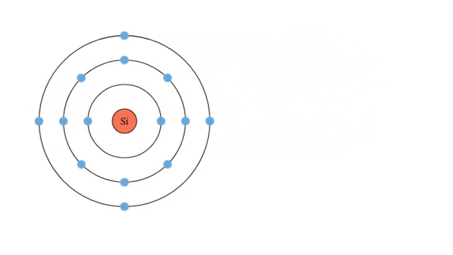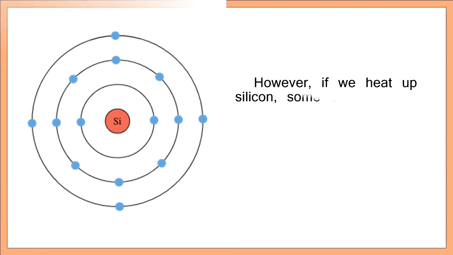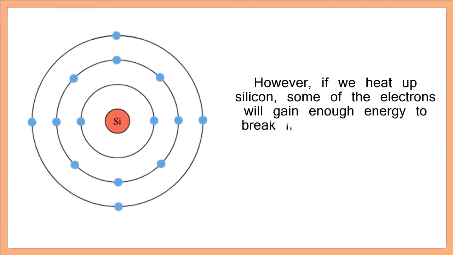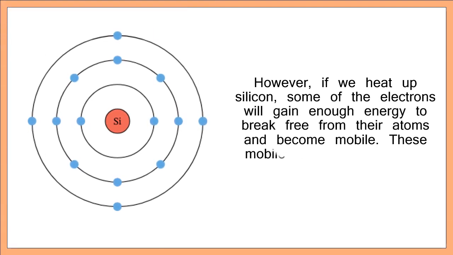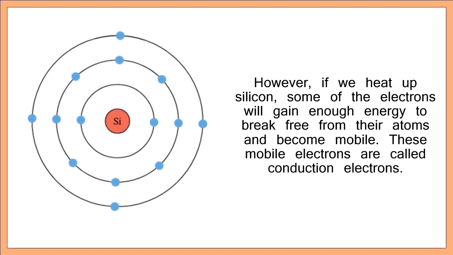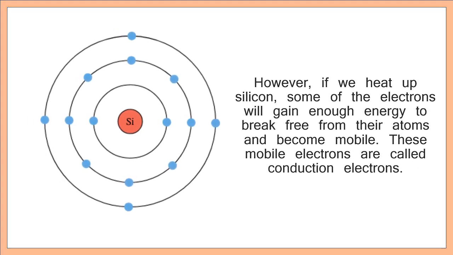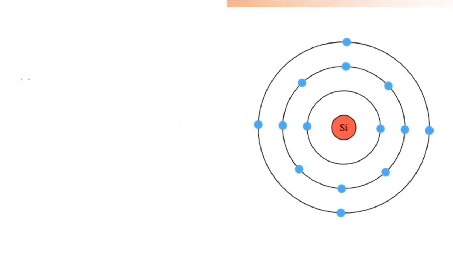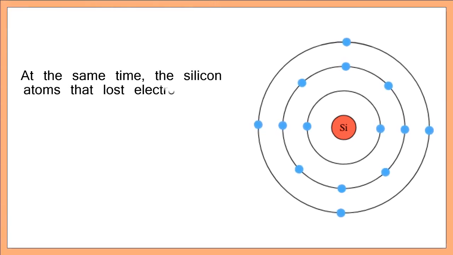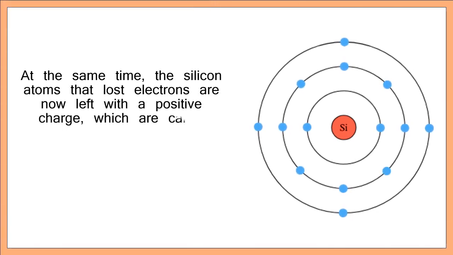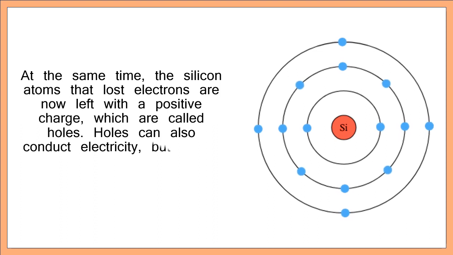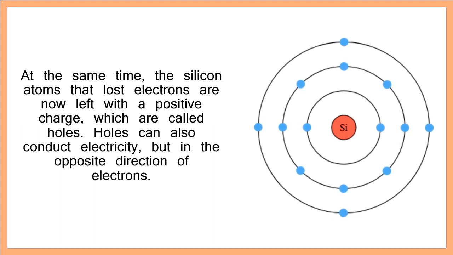However, if we heat up silicon, some of the electrons will gain enough energy to break free from their atoms and become mobile. These mobile electrons are called conduction electrons. At the same time, the silicon atoms that lost electrons are now left with a positive charge, which are called holes. Holes can also conduct electricity, but in the opposite direction of electrons.